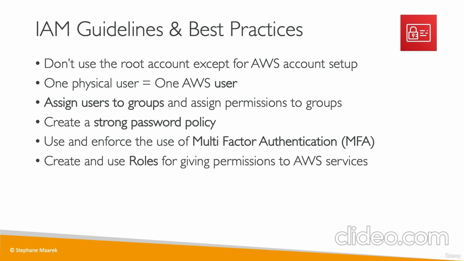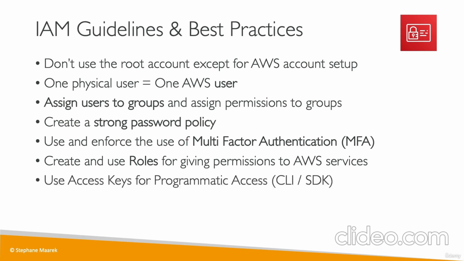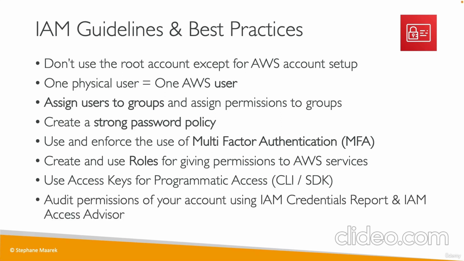Then you should create and use roles whenever you're giving permissions to AWS services, and that includes EC2 instances, which are virtual servers. If you were to use AWS programmatically or using the CLI, or some SDK, you must generate access keys, and these access keys are just like passwords. They're very secret, so just keep them for yourself. To audit the permissions of your account, you can use the IAM credentials report or the IAM Access Advisor feature. Finally, never ever ever share your IAM users and access keys. I am very serious about it.